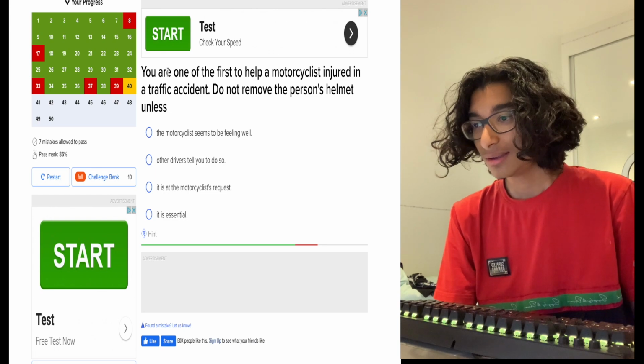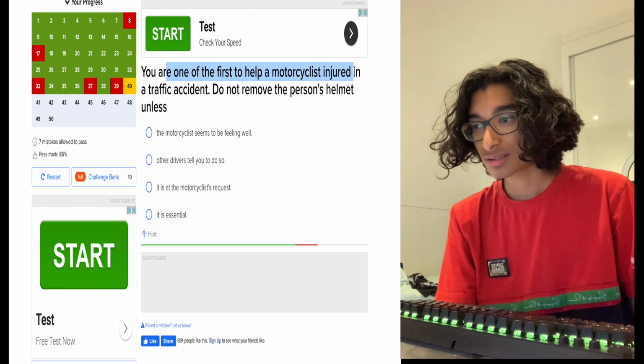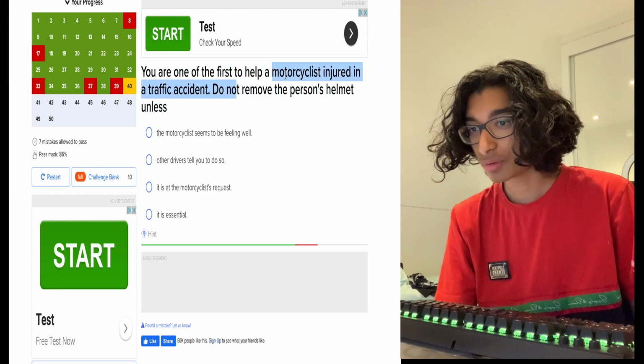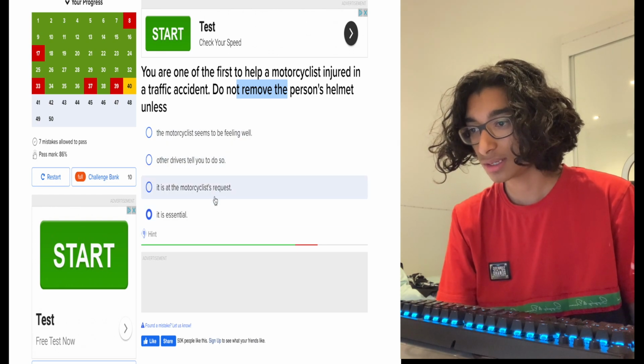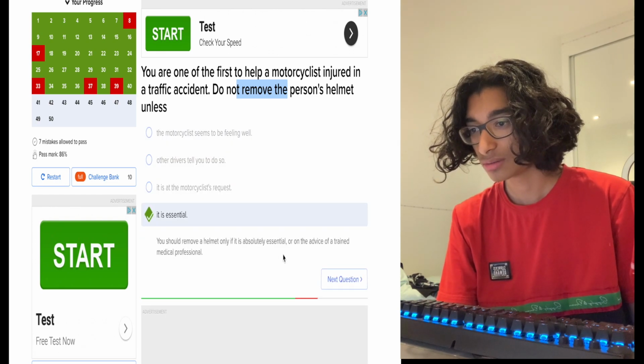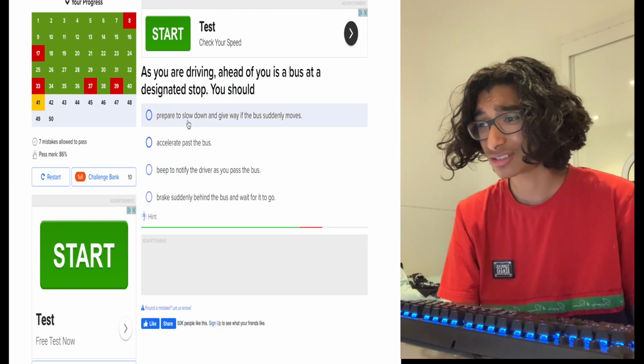Normal driving. You're one of the first to help a motorcyclist injured in a crash. Do not remove the person's helmet unless it is essential. No. The motorcyclist seems to be feeling unwell. No, it is essential. Yeah, but I don't know why. Why would it be essential?